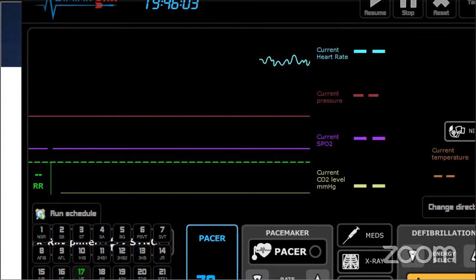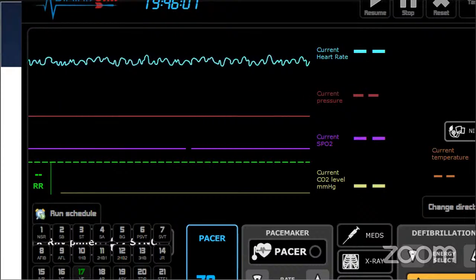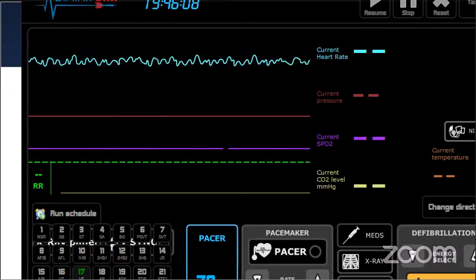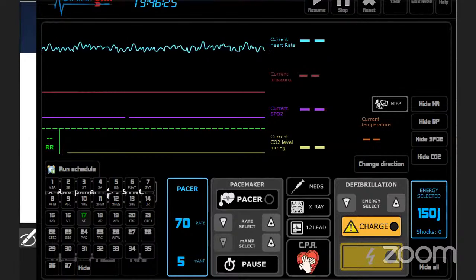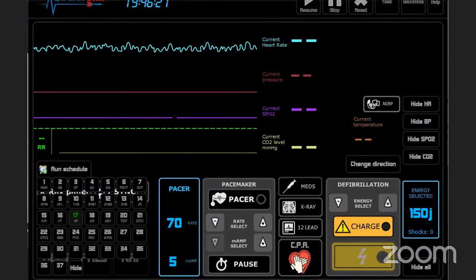Okay. So if your patient presents in ventricular fibrillation, such as we have on our screen, that would be ventricular fibrillation. Again, you can see the rhythm looks chaotic. There's no discernible P wave. There's no discernible QRS complex. That's all you see on your patient monitor.